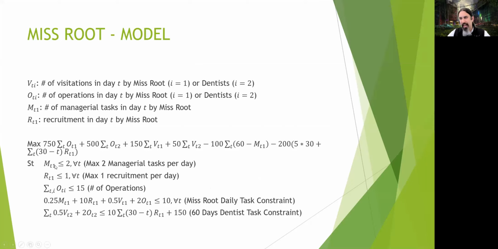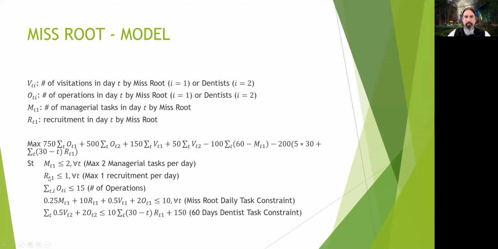So we can do no managerial tasks at all, but they cost us. But we can do 2 of them at once for all t, for every day. So there is 30 rows of constraints just here, 30 constraints only here. Okay, because from day 1 to day 30.